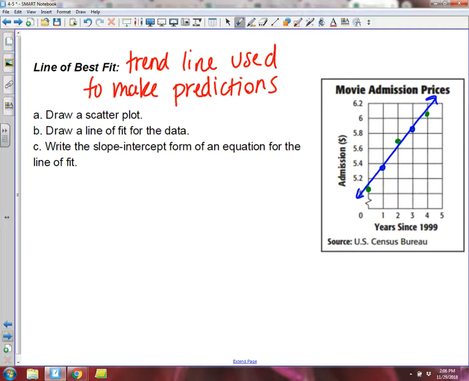How we doing on our line of best fit? If it's a good line of best fit, it will go right through the data. Will it touch all the points? No. Now, letter C says write the slope-intercept form of an equation for the line of fit.